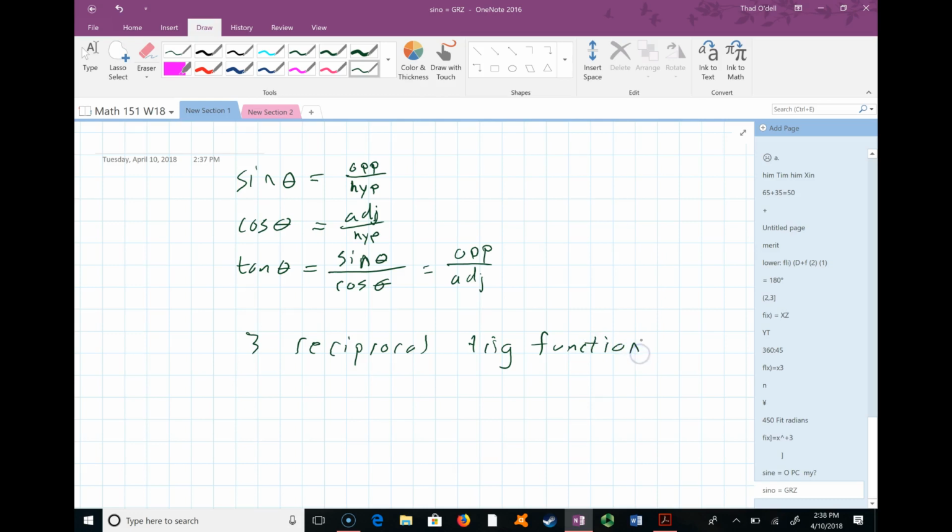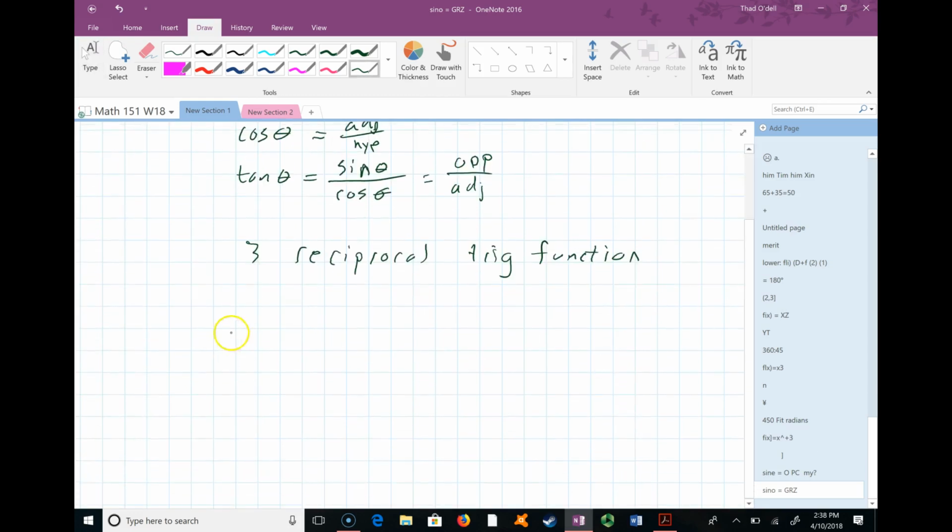are called reciprocal functions because they're reciprocals of sine, cosine, and tangent. And if you remember reciprocal, that means a fraction flipped over. So for example, the reciprocal of 2/3 would be 3/2. So we have secant of theta, cosecant of theta, and cotangent of theta.